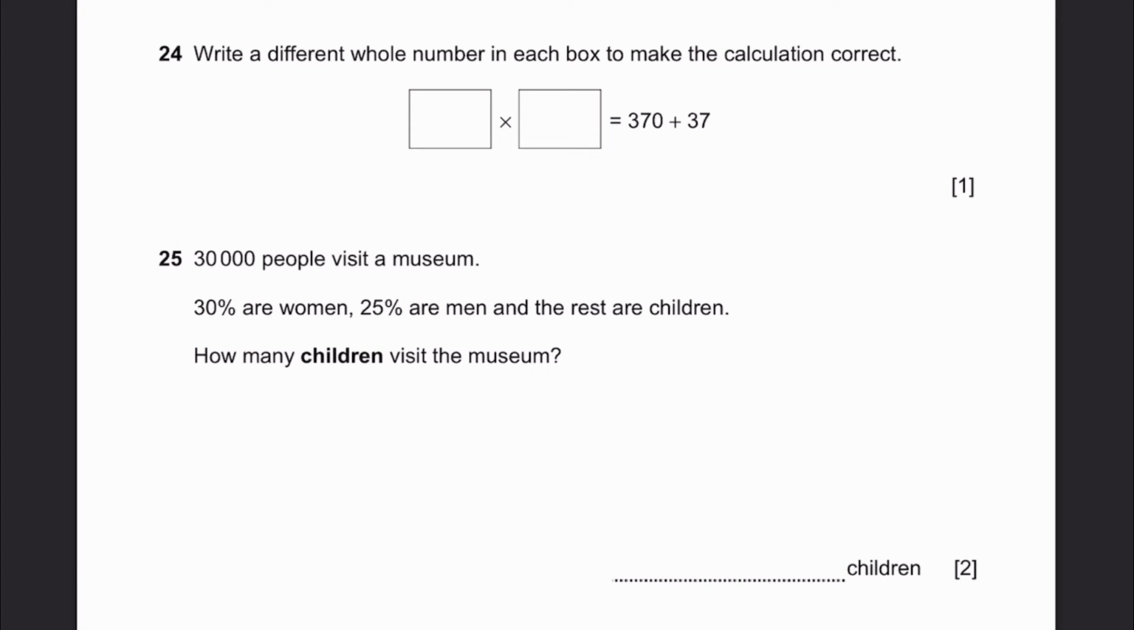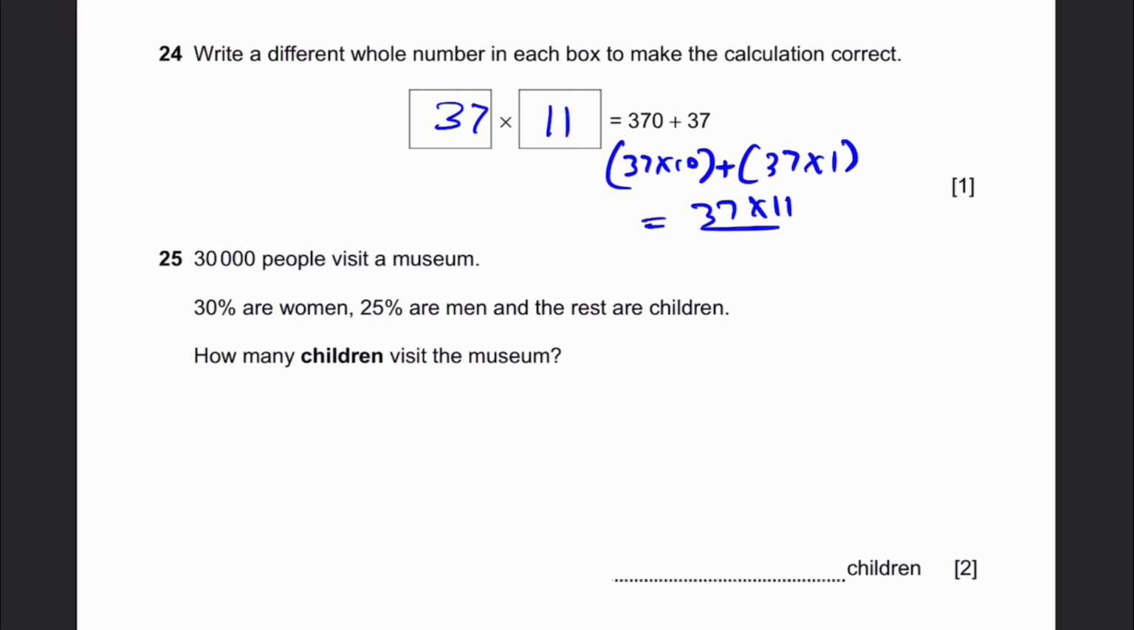Question 24. Write a different whole number in each box to make the calculation correct. Dash into dash equals 370 plus 37. 370 can be written as 37 into 10. And then we add 37 into 1, right? So this is 37 into 11 by distributive property. So we can write 37 into 11.